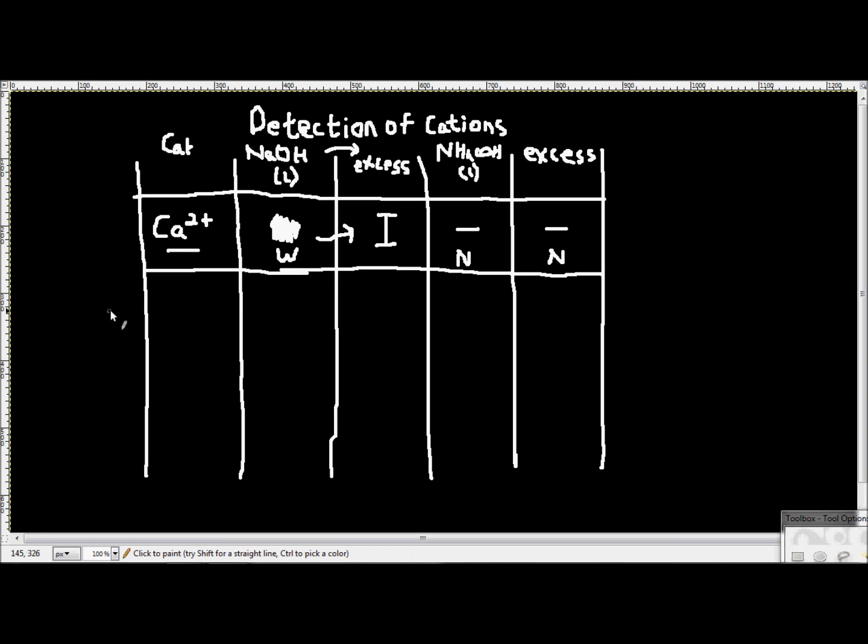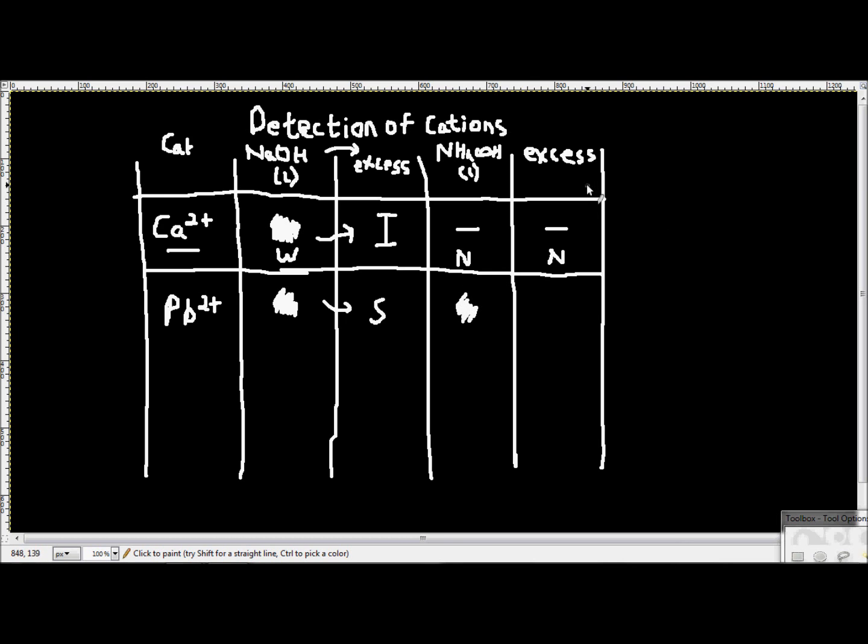Moving on to the next one, it is Pb2+ again. Now NaOH little, white precipitate again. This is the reason why I am putting this little white scribble again. When you put sodium hydroxide in excess, unlike calcium, it is soluble. So I'm going to write the S here. Now if you put ammonium hydroxide, it yet again gives a white precipitate.